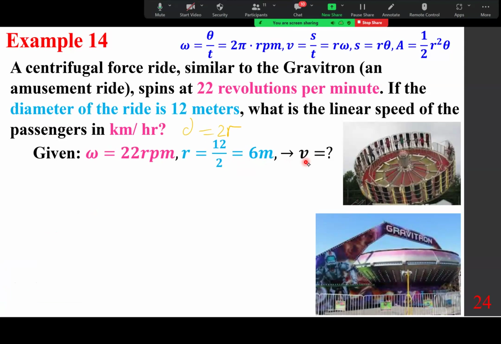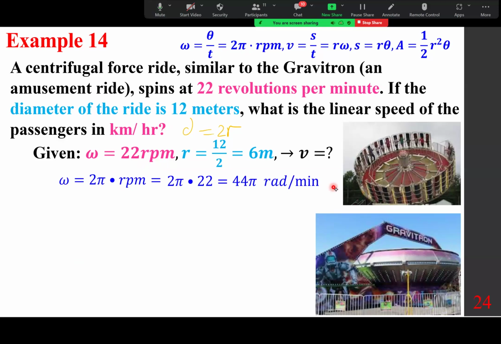First and foremost, we know omega is 2 pi times RPM because a complete revolution is 2 pi radians, and we want to change this from revolution to radians. So in order to go from revolution to radians, we're going to multiply by 2 pi. And we keep it exact, 22 times 2, 44 pi radians per minute. Intermediate steps, keep them as exact. Eventually, you could change that to an approximation, but not the intermediate steps.